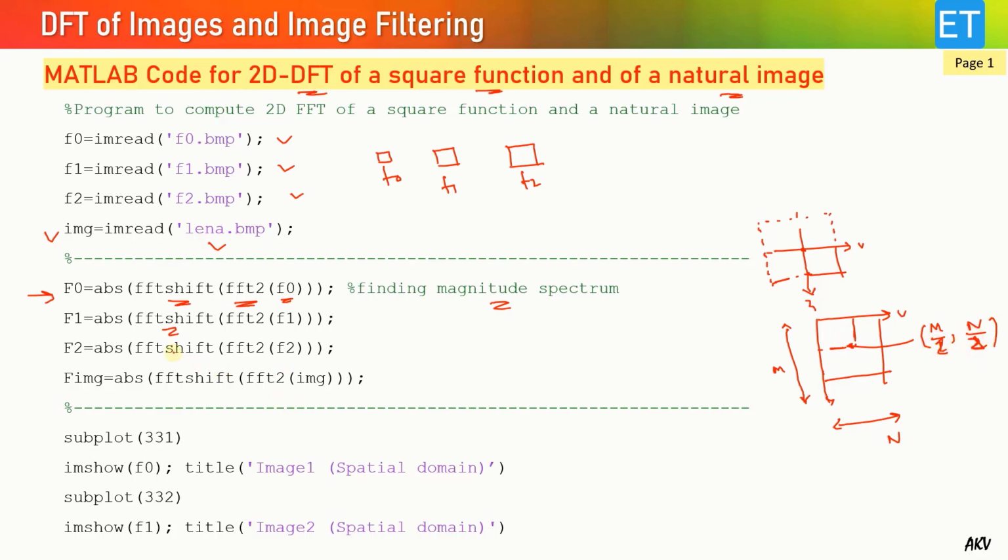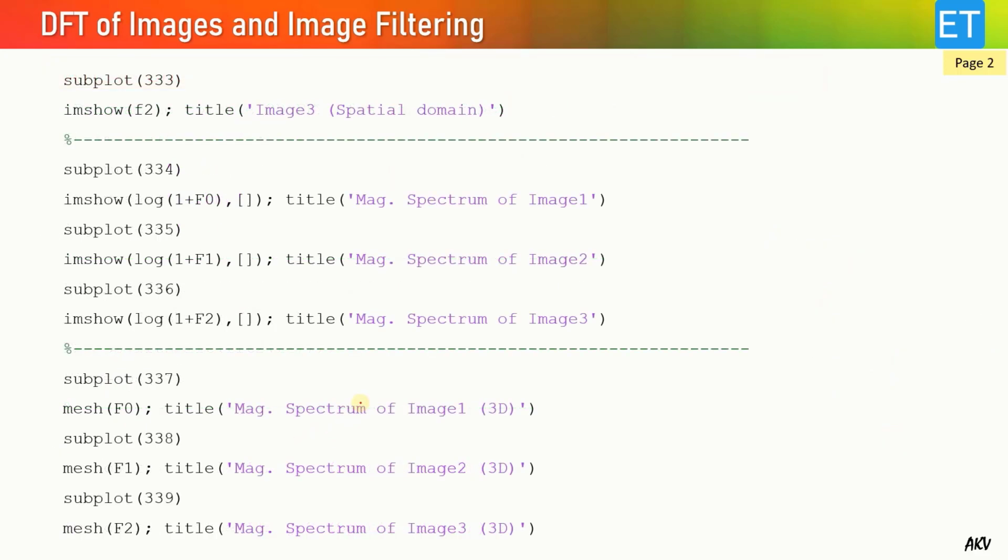So this is done by FFT shift, so that you can have the full spectrum of size m by n for the visualization. And then we are using the absolute because we are finding the magnitude, since the spectrum has complex values, so you cannot plot it. So we are finding its magnitude by the absolute function. And these are the commands just for plotting these images and their corresponding spectrum.